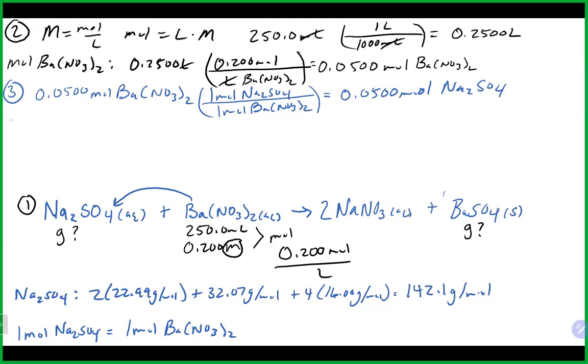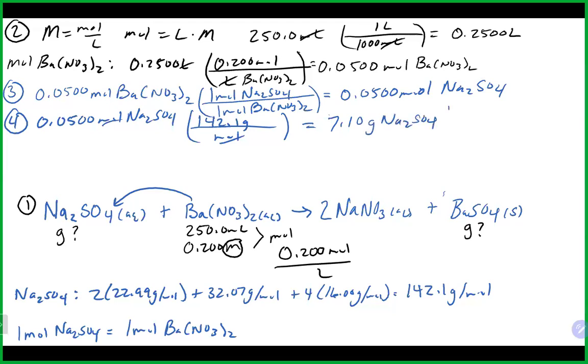So that would be our 4th step here to answer one of the questions that was asked. 0.05 moles of sodium sulfate, and we'll put our grams up on top, 142.1 grams per mole. Moles will cancel, and we will end up with 7.1 grams of sodium sulfate needed to be mixed in with our 250 milliliters of solution. Any question on that part?